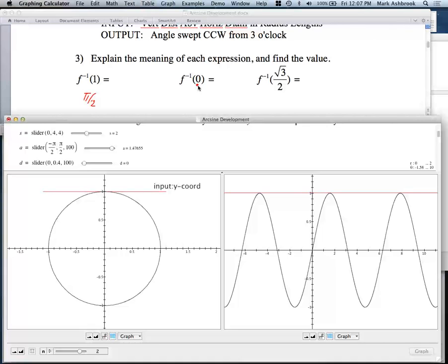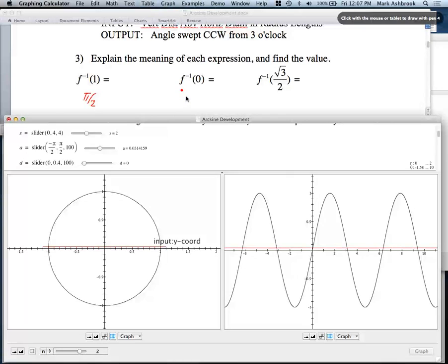What does the 0 represent? When y is at 0, the vertical distance is 0. Okay, so what does the whole thing represent? Keep going. And what quantity would that be? So the output of the reverse is, he said pi. Angle swept counterclockwise.